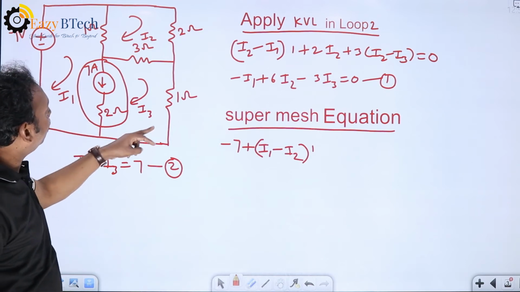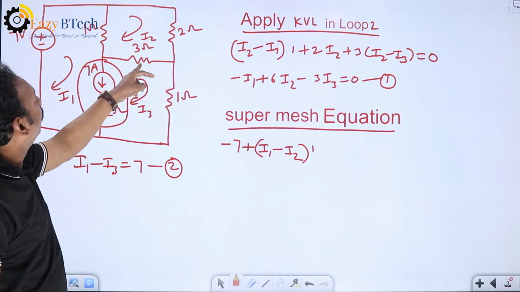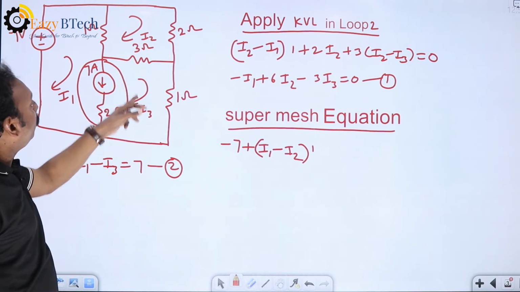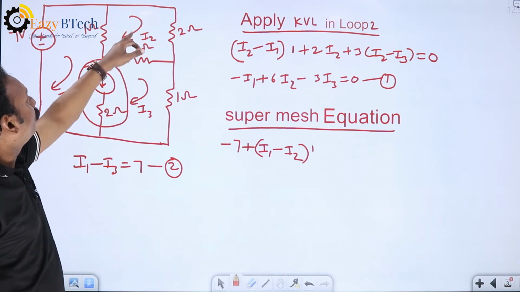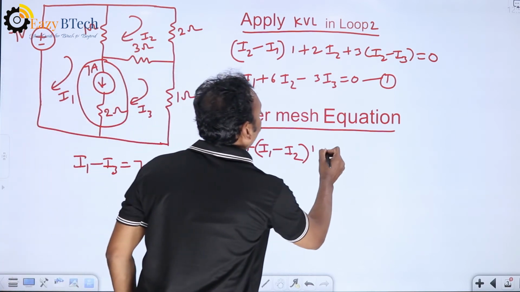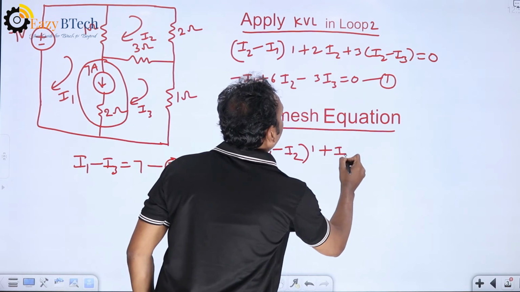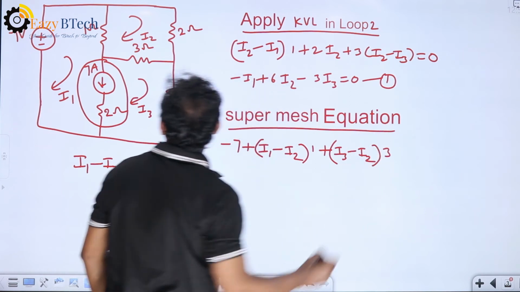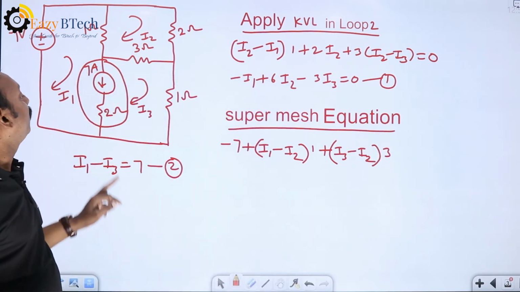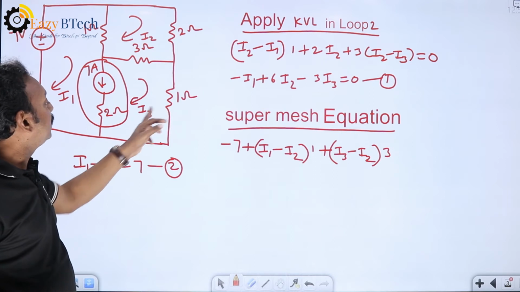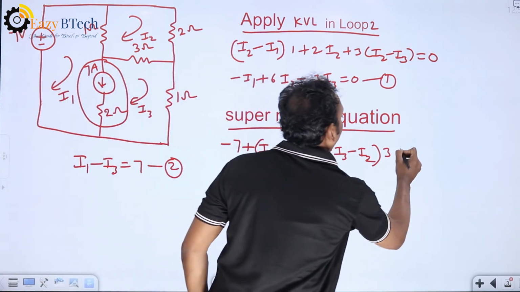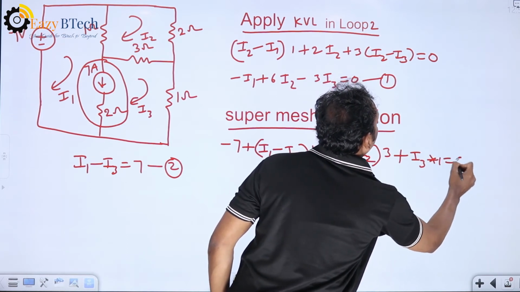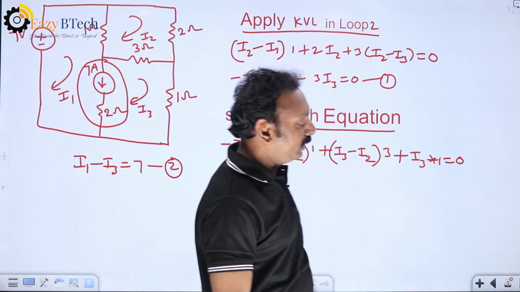What are the remaining voltages? Voltage across 1 ohm, voltage across 3 ohm. This 3 ohm is present between the third loop and second loop, so the difference between these two currents, I3 minus I2 into 3, is the voltage across the 3 ohm. The current through the other 1 ohm is I3 only. Therefore, I3 into 1, equal to 0. Just simplify this one.